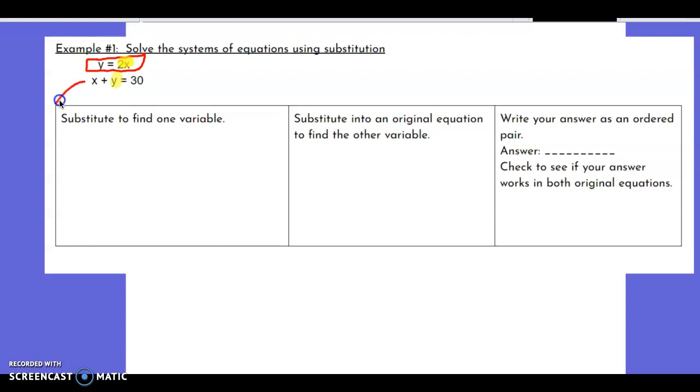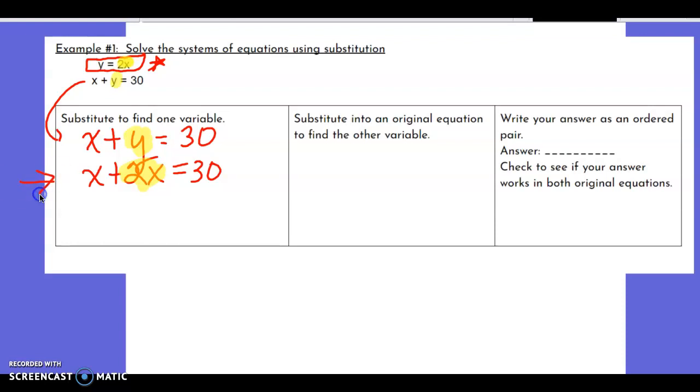So the bottom equation has x plus y equals 30. Now I'm going to take the y out and put in 2x. Let me highlight to show you what happened. Y came out, 2x went in. Kind of like in basketball when you substitute: one person goes out and one person comes in. We were able to do that because the top equation said that y and 2x are equal to each other. Now if you notice, my equation has only x's in it.